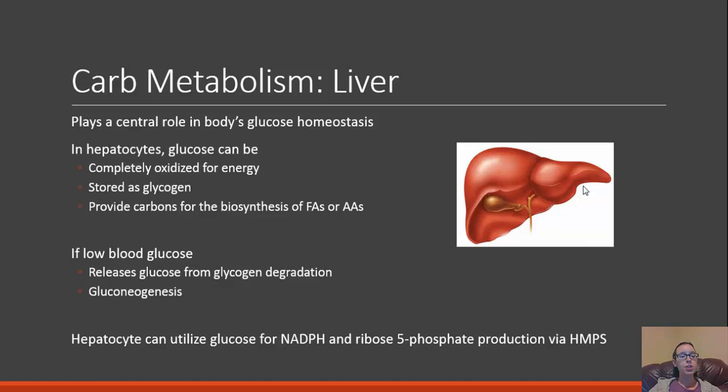So if blood glucose is low, and I think this is a review for all of us, hopefully, the liver is able to release glucose by degrading its glycogen, and it's also able to produce new glucose, especially for tissues that rely exclusively on glucose, and to maintain blood glucose homeostasis. Hepatocytes can utilize glucose also for production of NADPH and ribose 5-phosphate through the hexomonophosphate shunt or pentose phosphate pathway. And we're going to be talking about that moving forward.